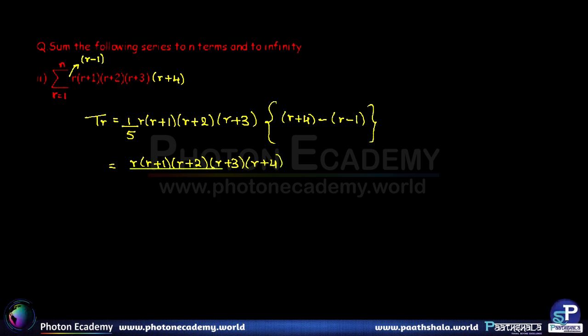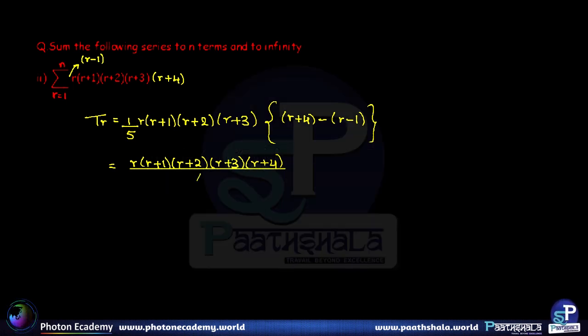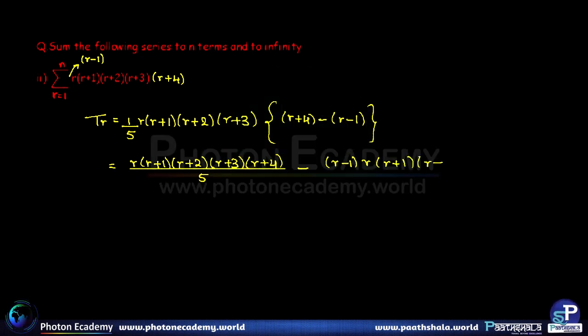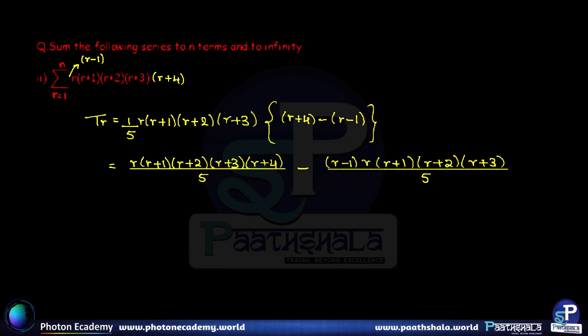the whole thing divided by 5, and then we have minus, now this will become r minus 1, r plus 1, r plus 2, r plus 3. The whole thing divided by 5 again. So now if you carefully observe these two terms, this is the nth term, right?